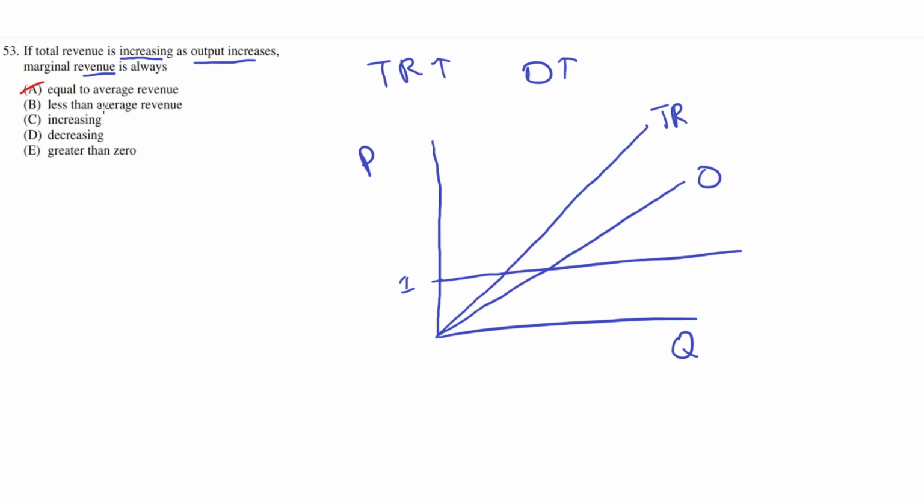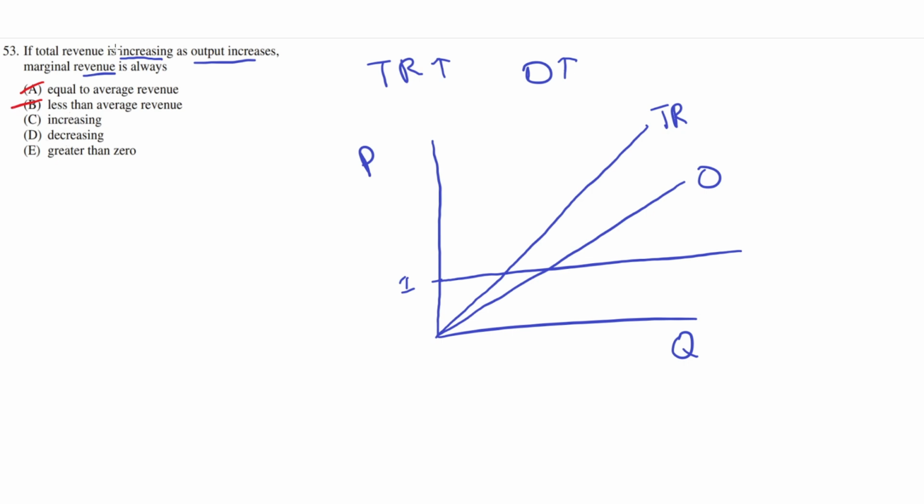B, less than average revenue. This is incorrect because we can't make any comparisons with average revenue because we don't know what average revenue would look like, because all we're told is that total revenue is increasing. So if total revenue is increasing, marginal revenue must be some sort of straight horizontal curve. So B is incorrect.